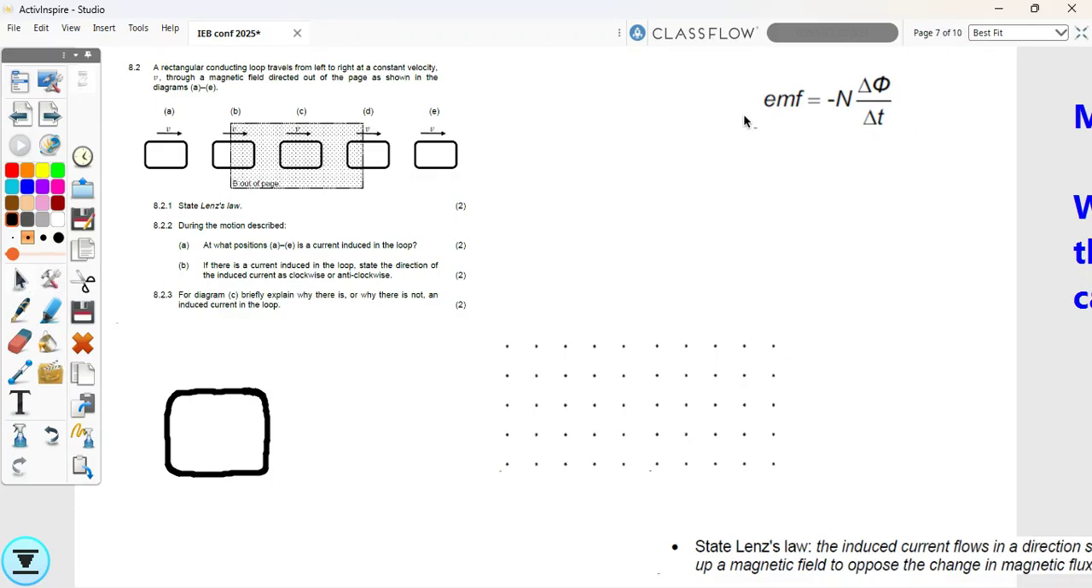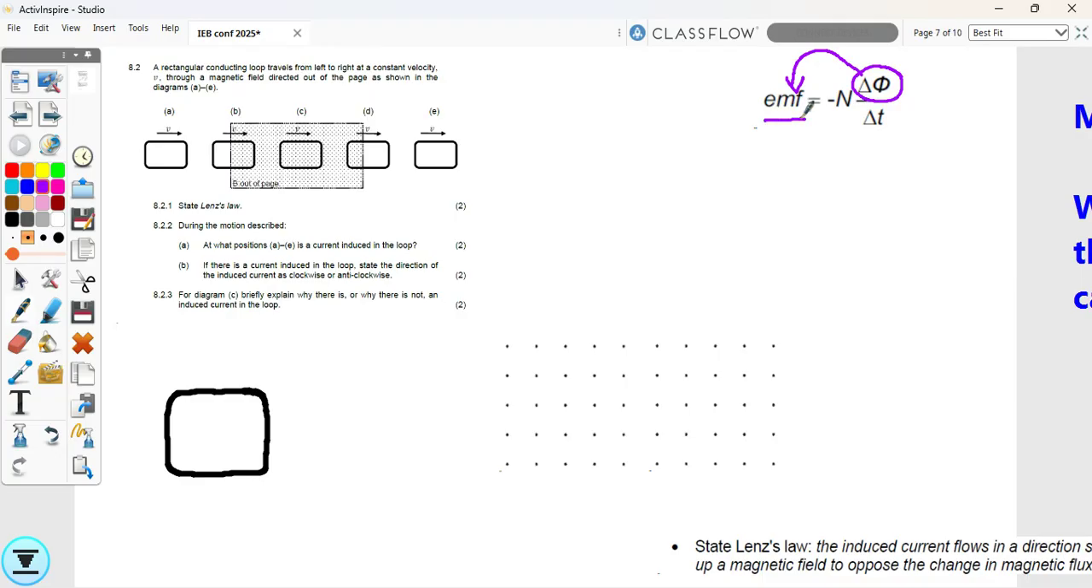And although we are using Lenz's law here, because if there is a change in magnetic flux, then there will be an EMF. That is what they can see straight from the information sheet. So let them look at that. There's no I there. There's an EMF there.